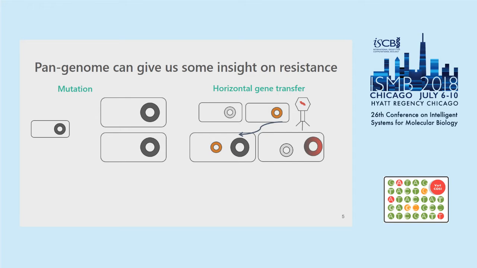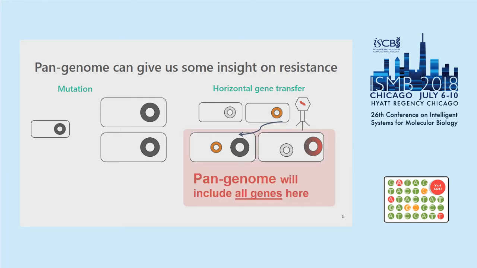And pan-genome is a notion that tells us about the genes in all strains in a species. So say if 2 bacteria belong to a single species, then the pan-genome of that species will include all genes here.